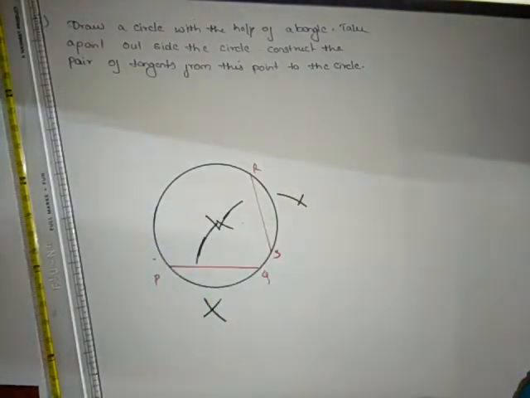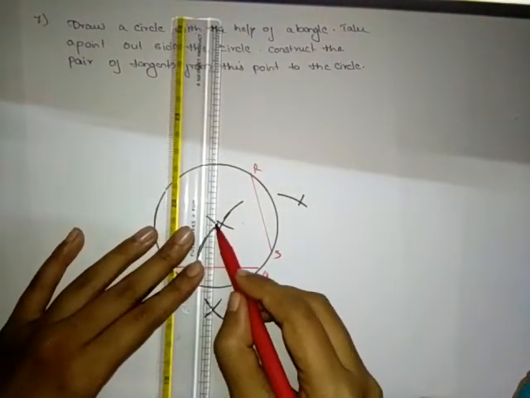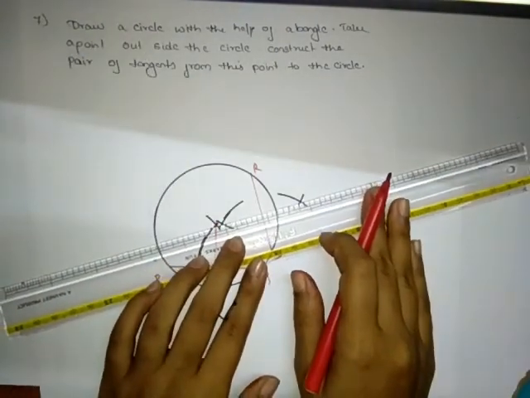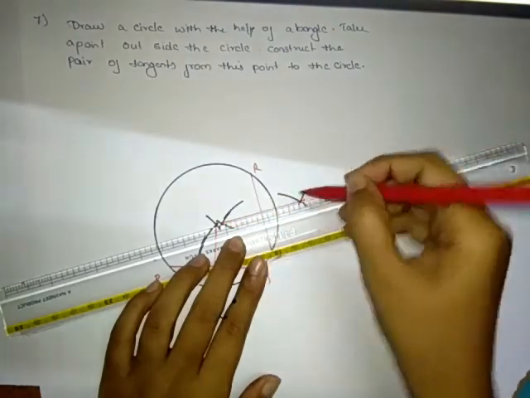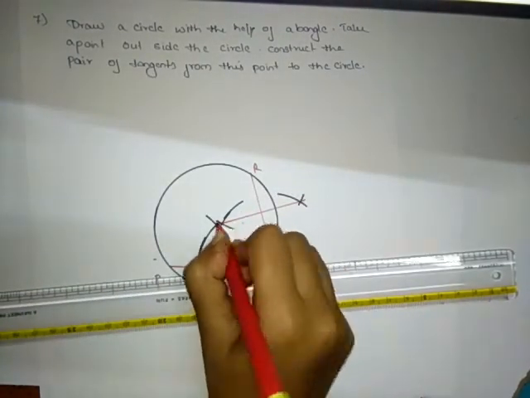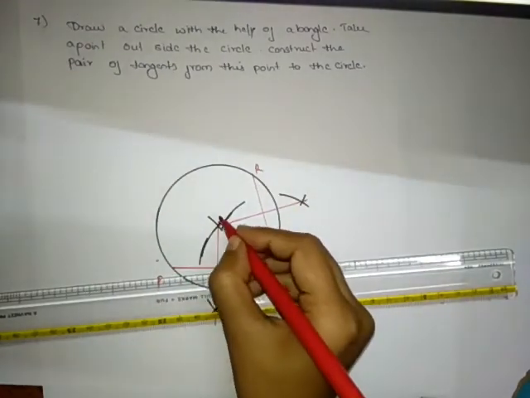Right, then we'll join these 2 points, and here also. If we extend these 2 lines, they are meeting at a certain point, right? Then this point will be the center of the circle. We'll name it as O.